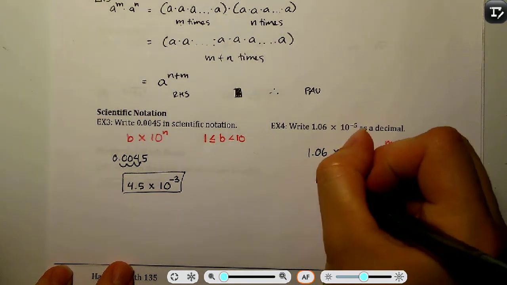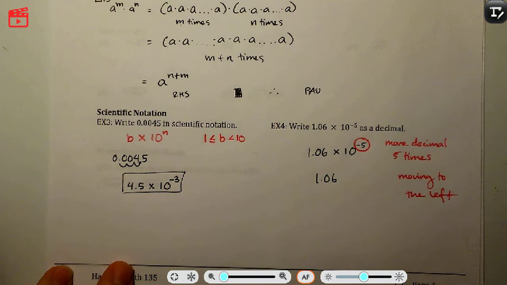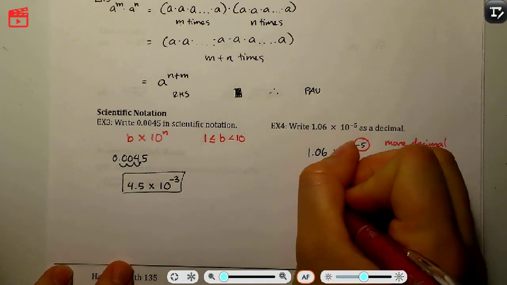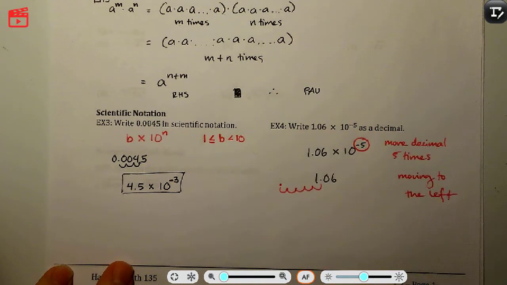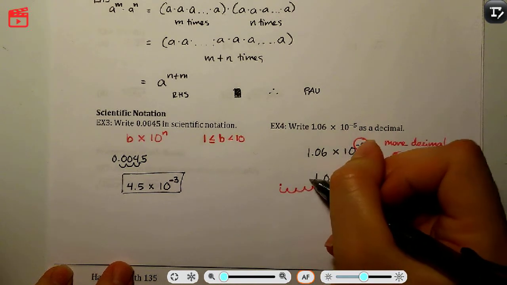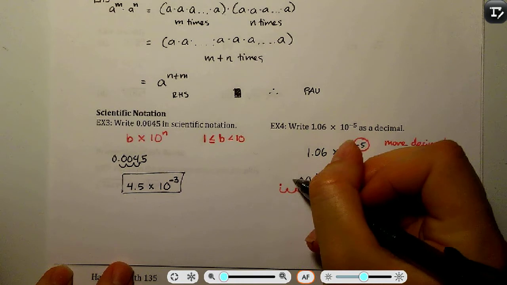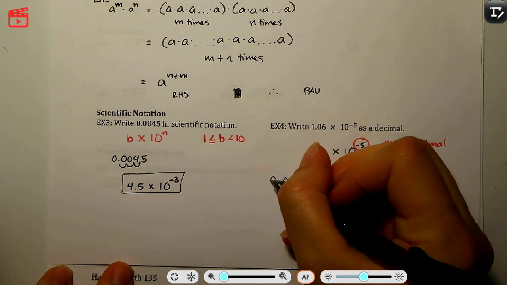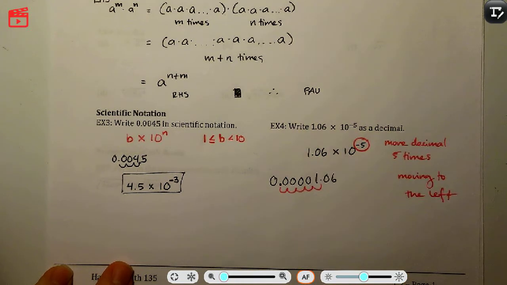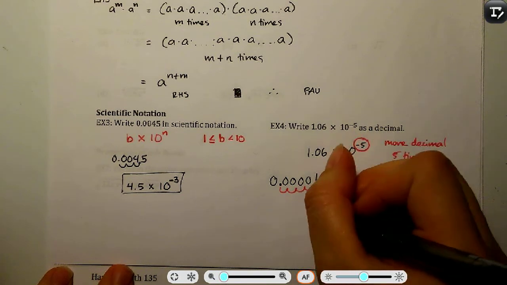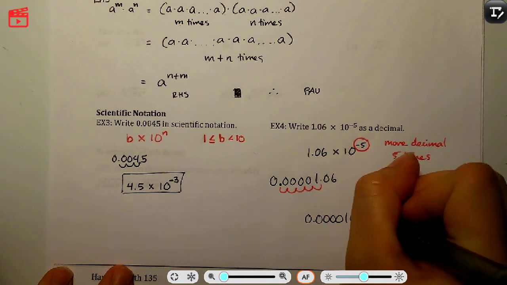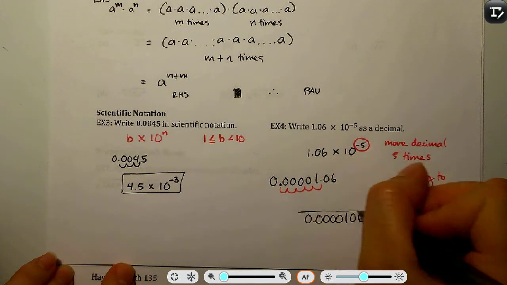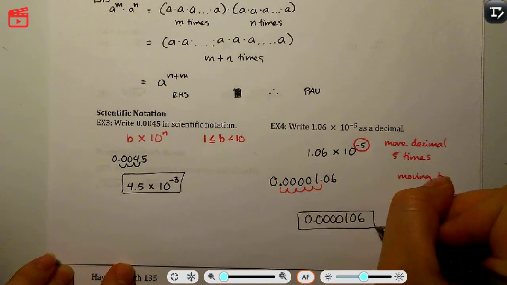All right, here we go. Let's start with 1.06, and we're moving to the left how many times? 5. 1, 2, 3, 4, 5. Okay, let's fill in those places with zeros. 1, 2, 3, 4, and the extra 0 there. And there we go. If you want to clean that up, that is our number, written as a decimal.